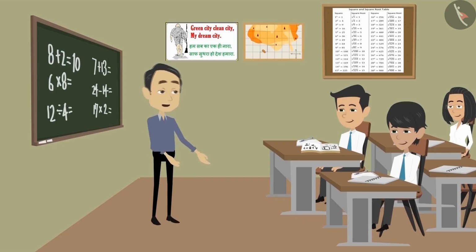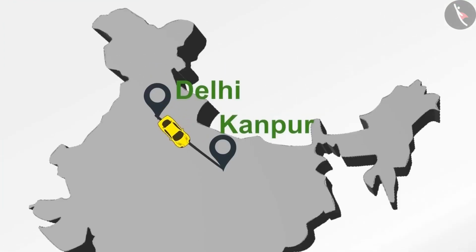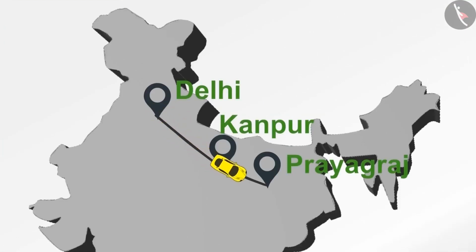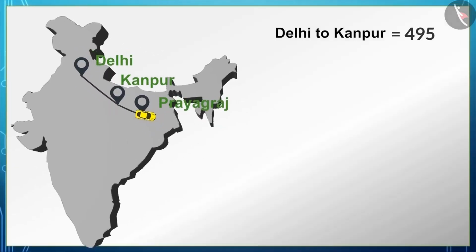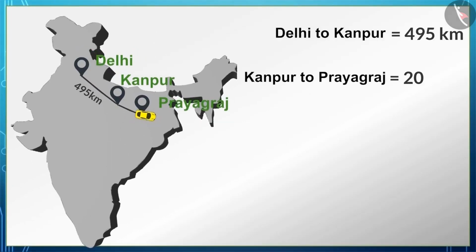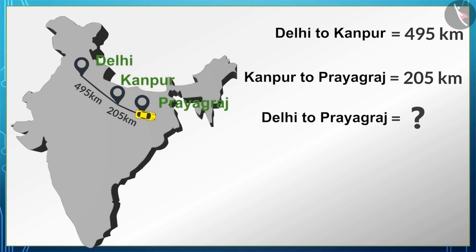Children, Rahul went from Delhi to Kanpur for some work and then from Kanpur to Prayagraj. The distance from Delhi to Kanpur is 495 km and the distance from Kanpur to Prayagraj is 205 km. So how much distance did Rahul travel to reach Prayagraj from Delhi? Children, you must have got the answer as 700 kilometers.